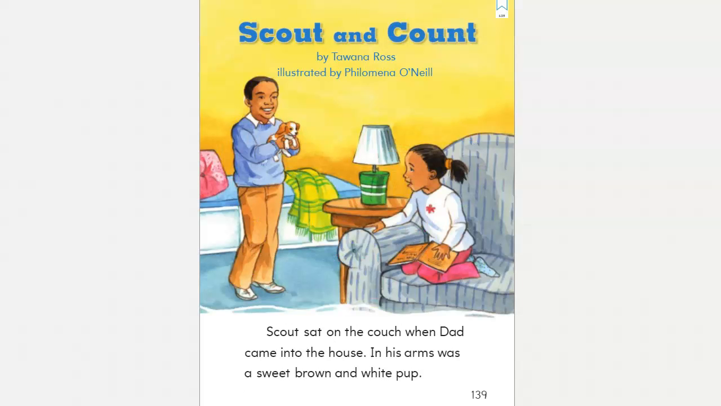What a fun story for us to get to read about our Girl Scout and her puppy, Count. I heard so many words that had the ow sound in it. Did you hear them too?